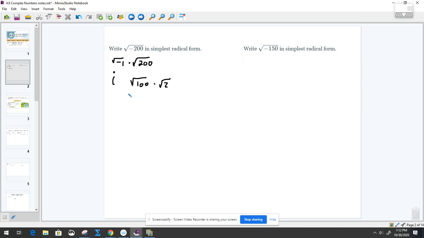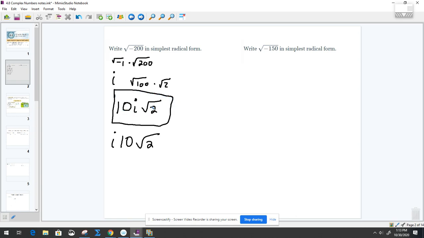So now watch how I write this. And again, what's the square root of 100? I always write the real number first, then I put the i, and then I put the radical. If you wrote it like this, i, 10, square root of 2, it's technically not wrong. It's just that this is the more standard form. We always put the number, the imaginary part, and then the radical.